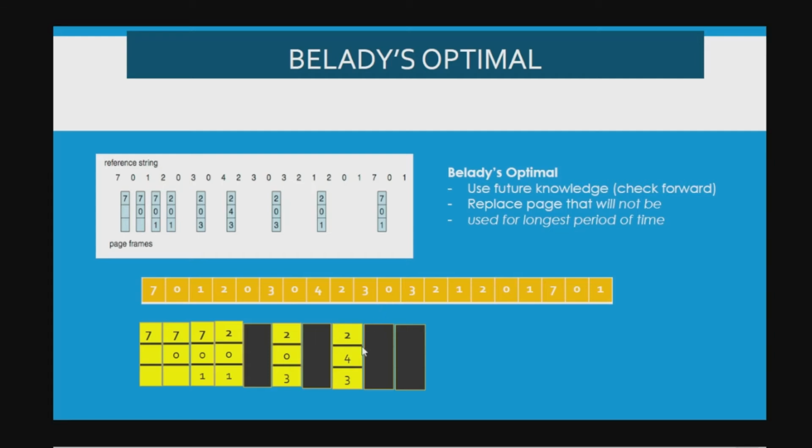So 0 is not the resident. So we check. Okay, 0. Okay, 3 is here. 2 is here. How about number 4? There is number 4. So we can replace number 4 with 3.